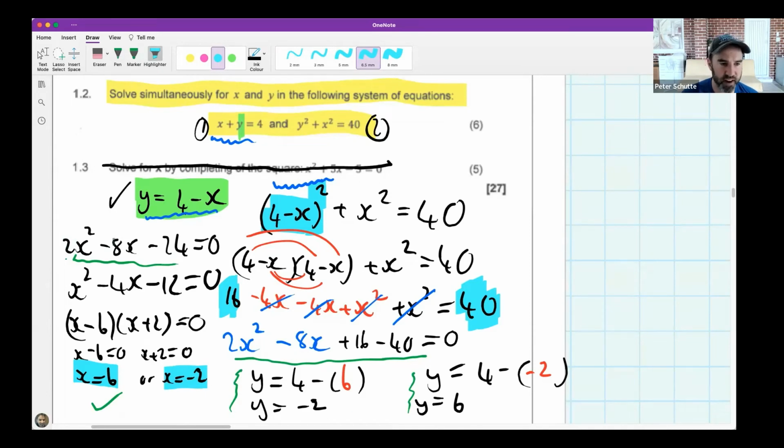All I did was I divided by 2 because it made the equation simpler. But for those who used the quadratic formula at this point, you would have also got the same answer as me, which should have been x is 6 and x is minus 2.